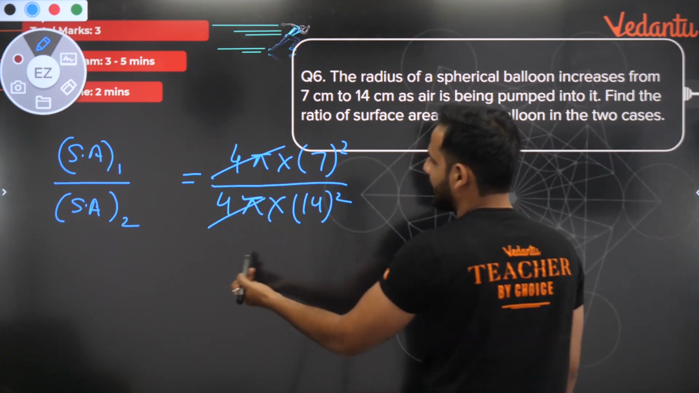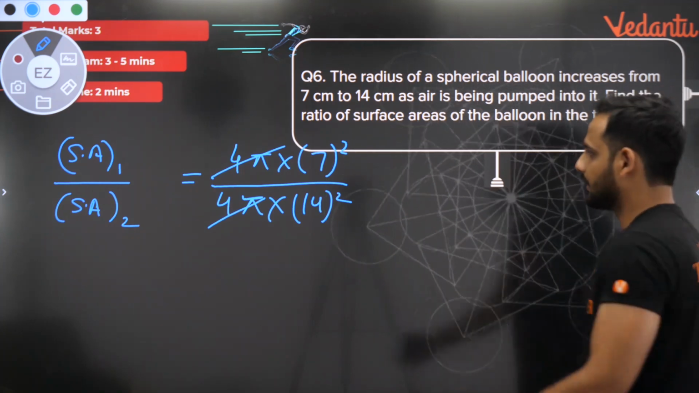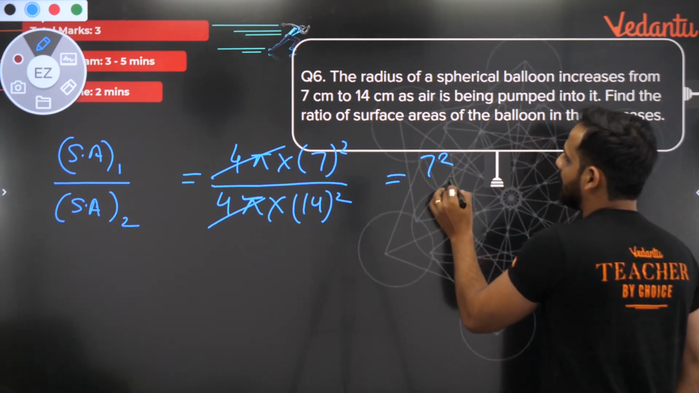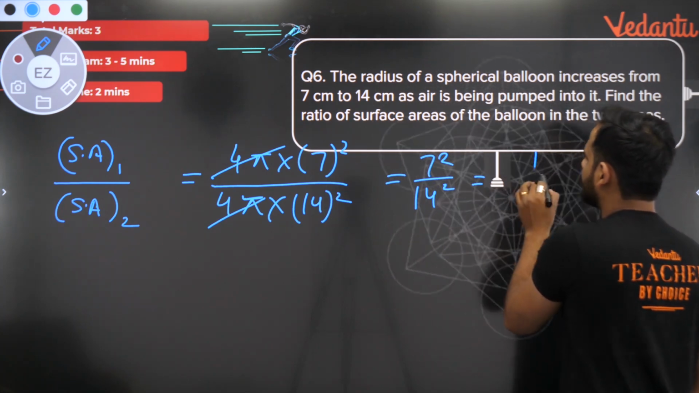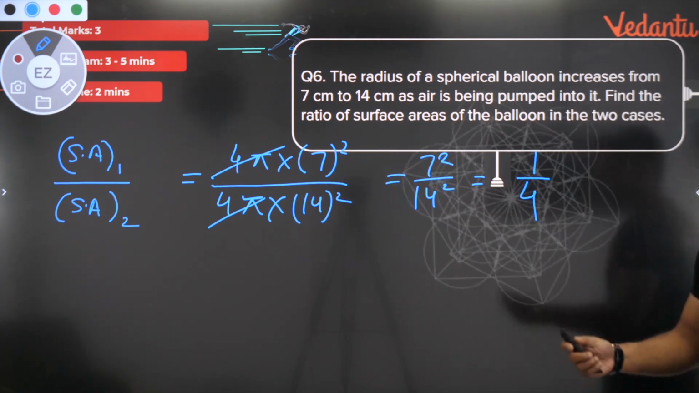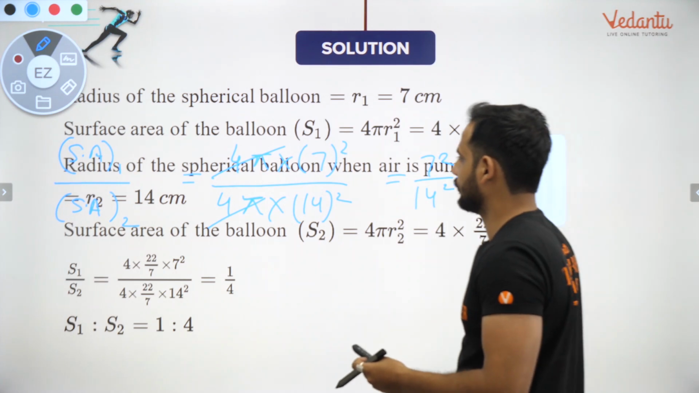Now 4 pi and 4 pi exactly got cancelled. No need for that. So you are left with 7 square by 14 square, and if you simplify that, it will be equal to 1 by 4. So the ratio of surface area is what? 1:4.